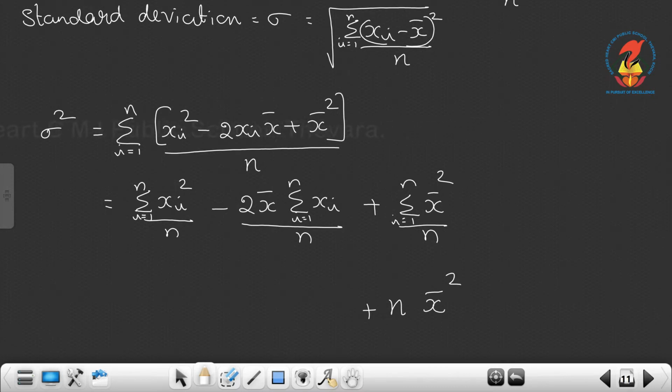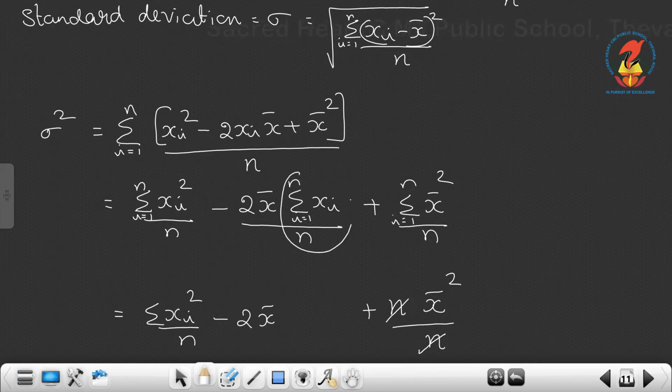That value cannot be changed. n times x bar square by n, so n and n cancel. Now the first term is x1 square plus x2 square plus etc. up to xn square; that we can denote like this itself. Now 2x bar, and what is this sigma xi by n? Sum of the observations by number of observations. That is same as x bar into x bar, isn't it?